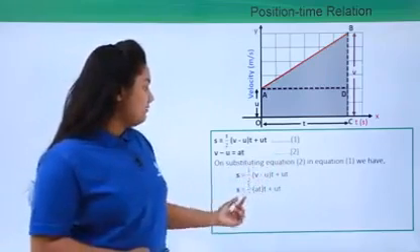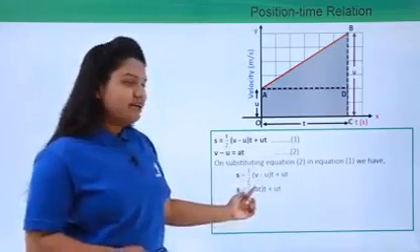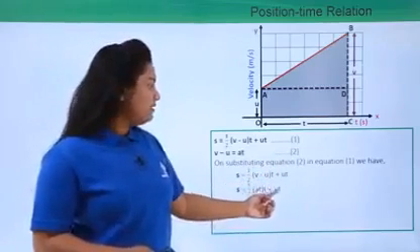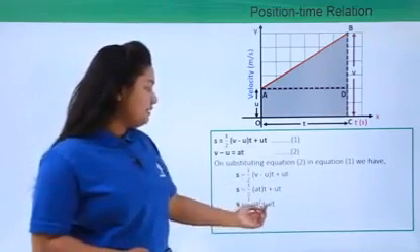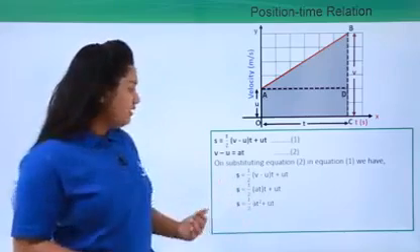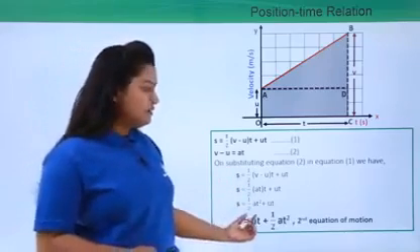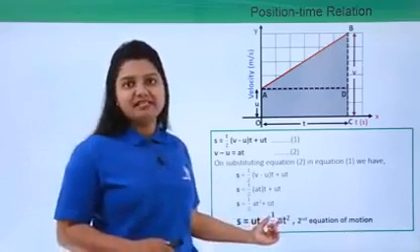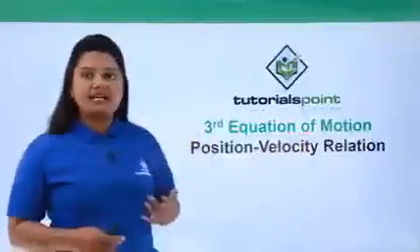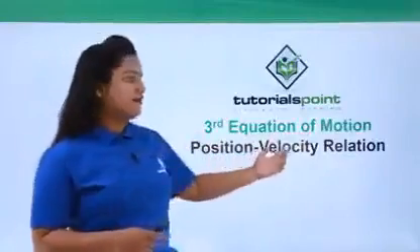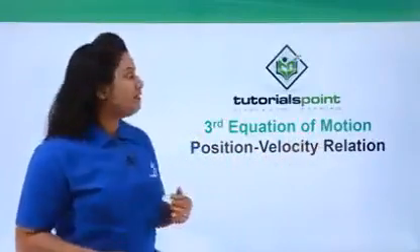So, on doing that, we have S equals half AT into T plus UT, which gives us S equals half AT squared plus UT. Now, on rearranging the terms, we have S equals UT plus half AT squared. And this is our second equation of motion, which is otherwise called the position-time relation.